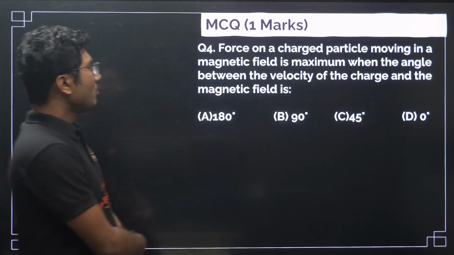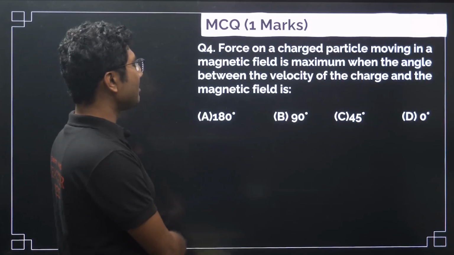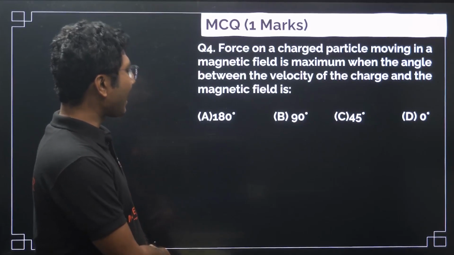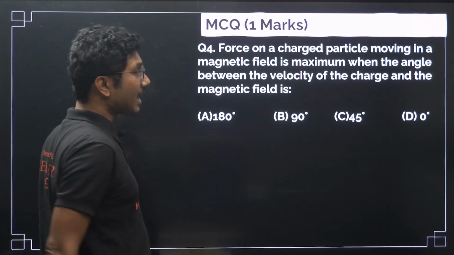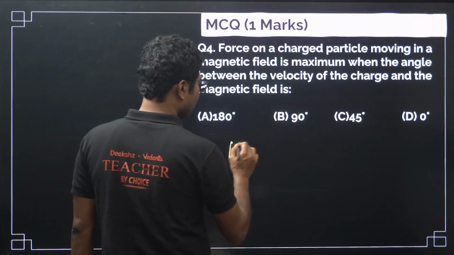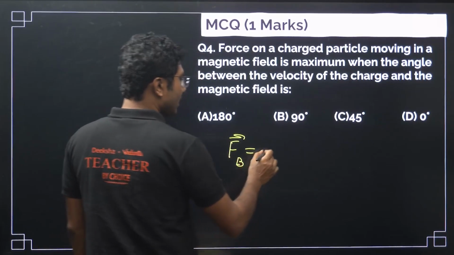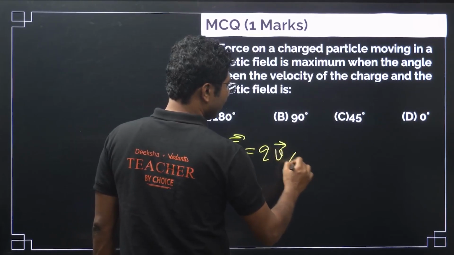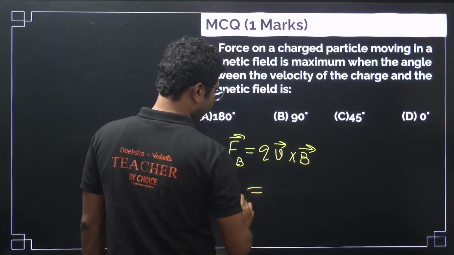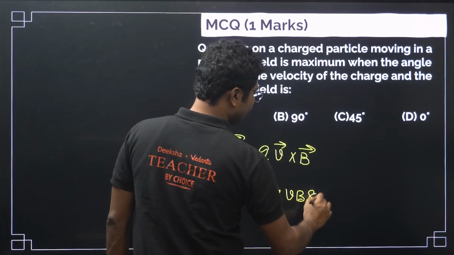Next, the force on a charged particle moving in a magnetic field is maximum when the angle between the velocity of the charge and the magnetic field is? So, what is the expression? Again, the magnetic force is Q V cross B, or in scalar form, F_B is given by Q V B sin theta.